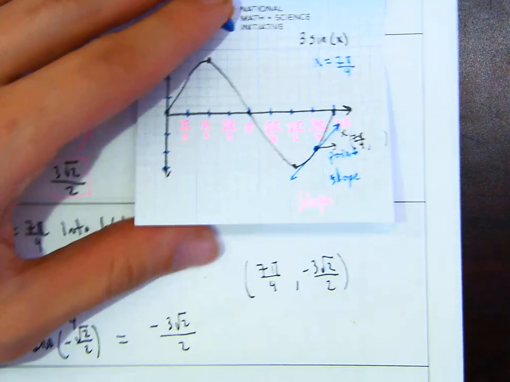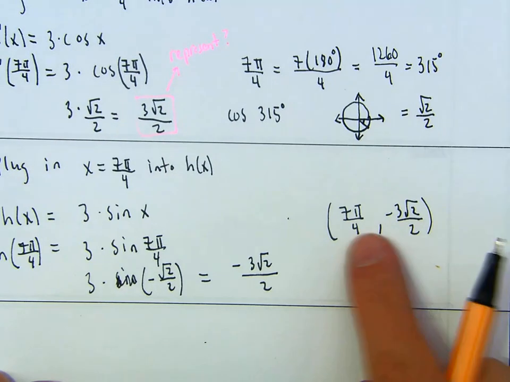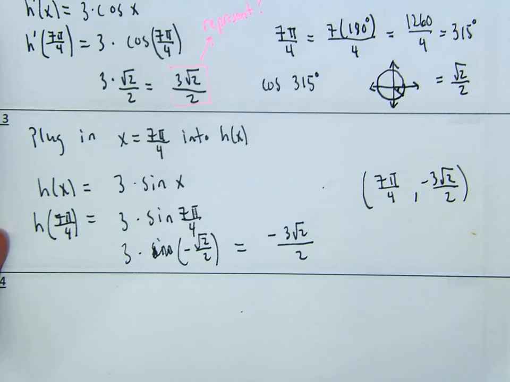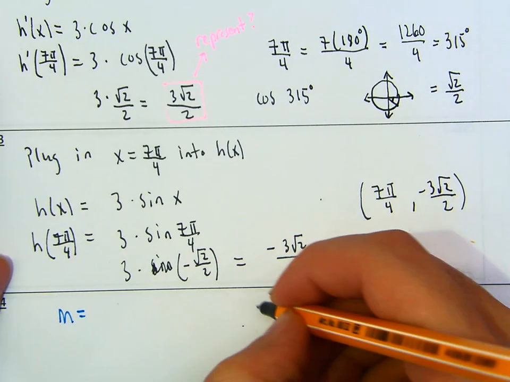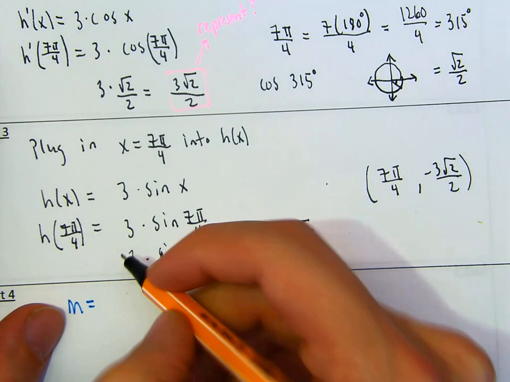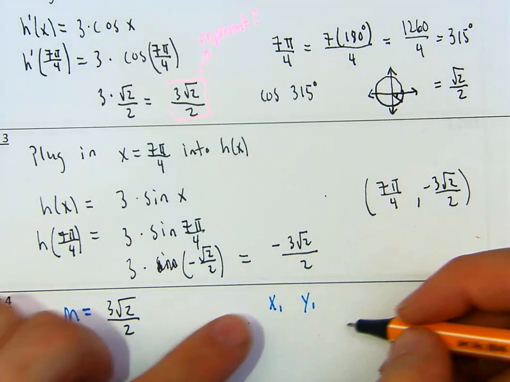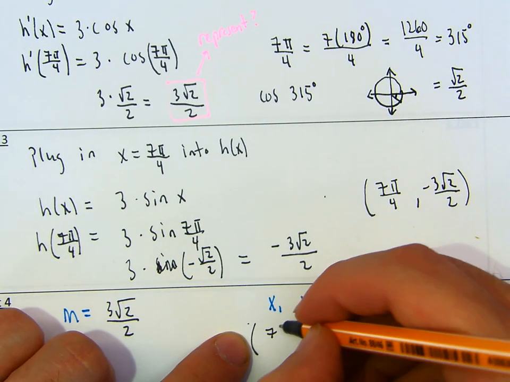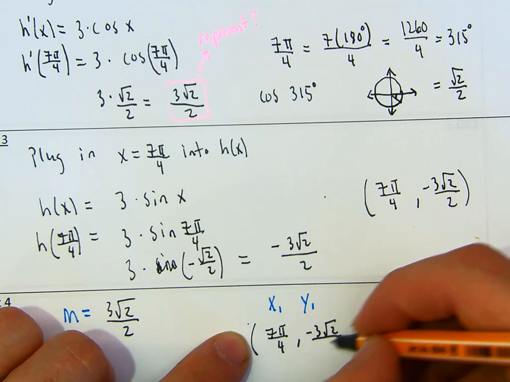So don't freak out, right? Just trust yourself. We found the slope, we have the point, and now we just have to label everything to make it look nice and pretty. Our m and our x sub 1 and our y sub 1, right? Here our m value is 3 radical 2 over 2. What's our x sub 1? It's 7 pi over 4, and y sub 1 is negative 3 radical 2 over 2.